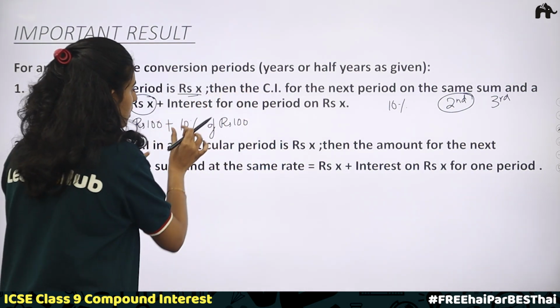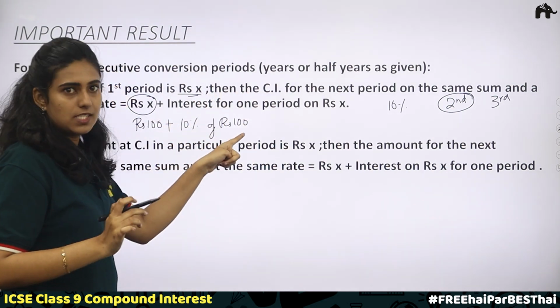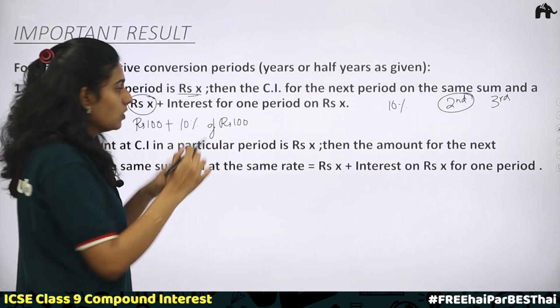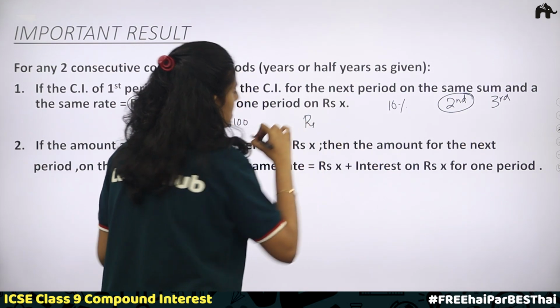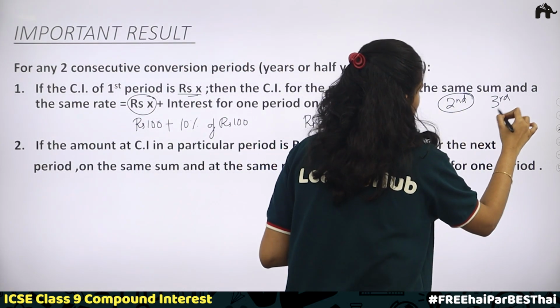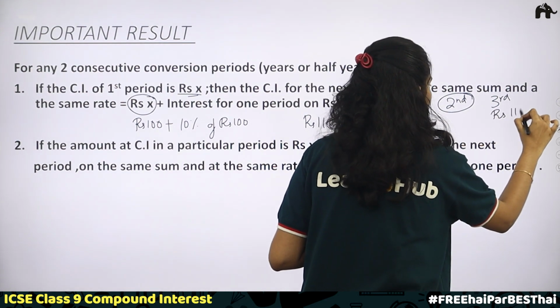So how much do we get for the third year separately? It will be 10% of rupees 100. What is 10% of rupees 100? You will be getting 10 rupees. So this rupees 100 plus 10, which is rupees 110, will be the interest amount for the third year.